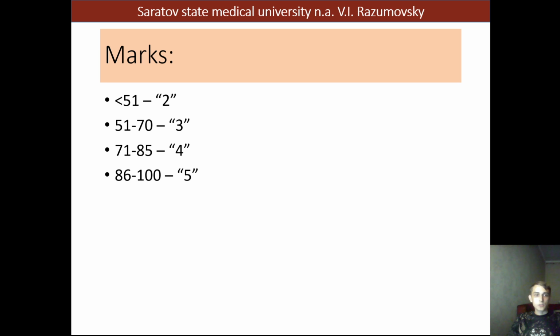Marks in our department are traditional for our university. With less than 51 points you will have a really big problem with our department and should go back to the third course and start it again. But I hope it's not about my students. For mark 3 you should get more than 51 points. For mark 4 you should get more than 71 points. And for mark 5, or excellent, you should get more than 86 points.